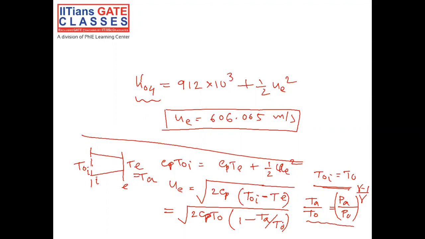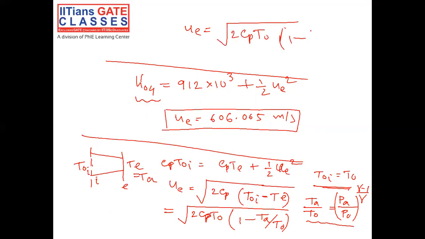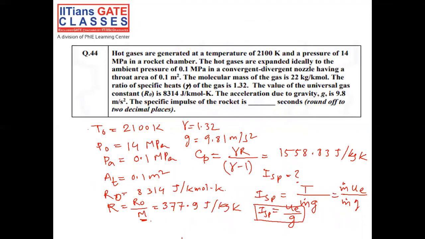So if we substitute it here, what will we get? We will get Ue as the square root of 2Cp T naught times 1 minus (Pa by P naught) to the power gamma minus 1 by gamma. So substituting all values we'll get Ue as 2138.02 meter per second.